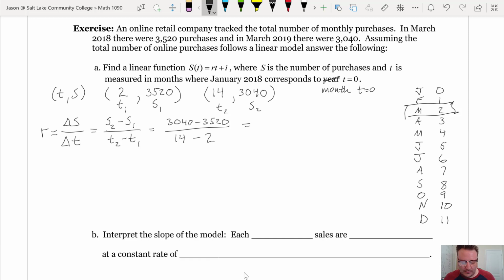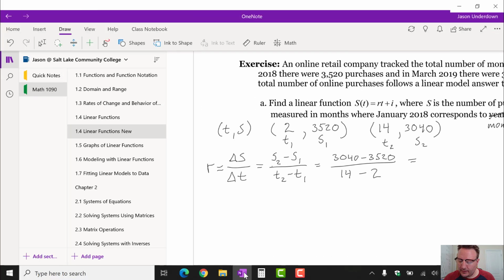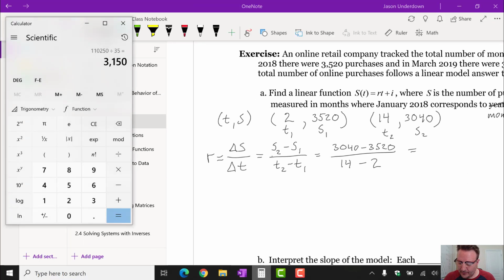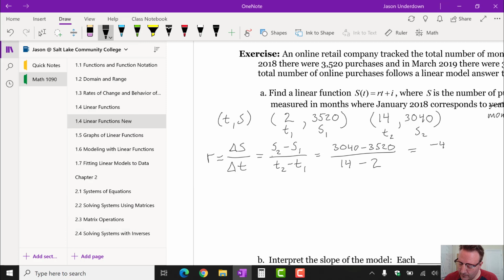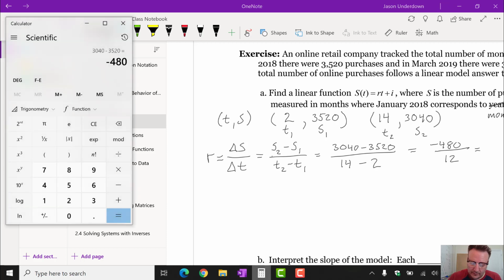Okay, I think I'll pull up the calculator to compute that. So we're doing, let's see, 3,040 minus 3,520. It's negative 480. 14 minus 2 is just 12. And 12 goes into 480. Oops.